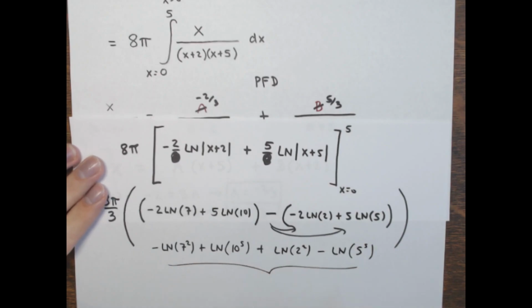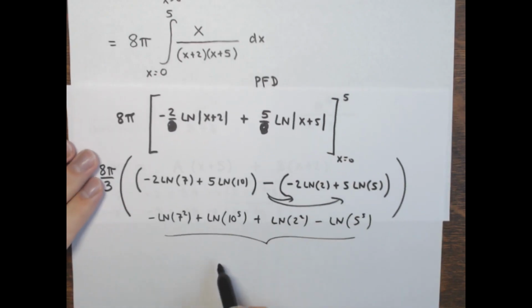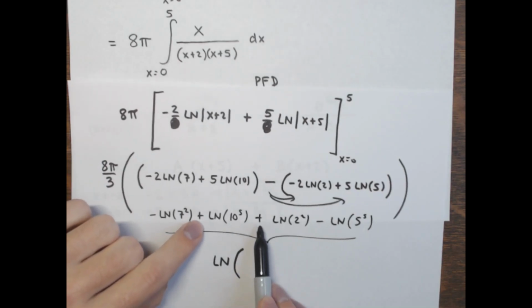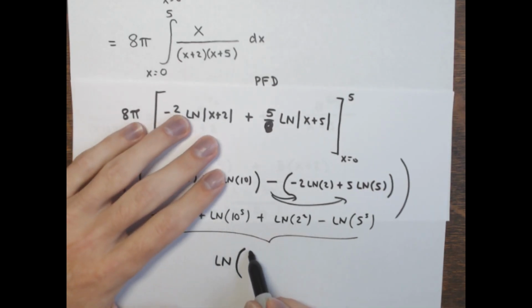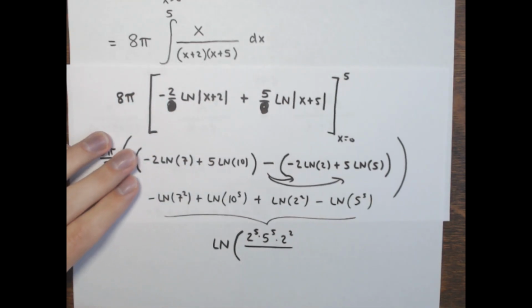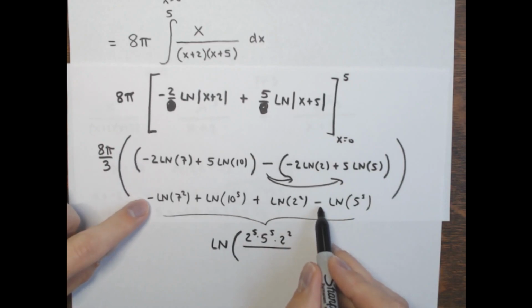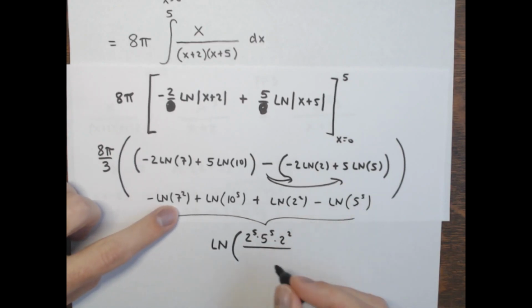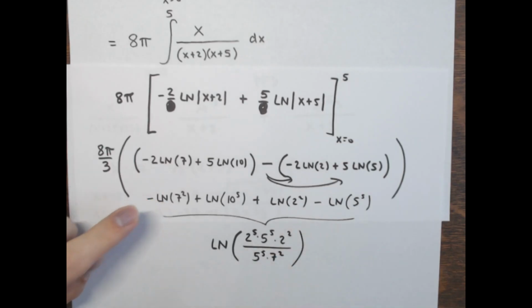Putting all these together, times 8 pi over 3, we get the natural log of, again, the stuff with the positive coefficients would go in the numerator. You have 10 to the 5th, 2 to the 5th, times 5 to the 5th, times 2 squared, right? That's 10 to the 5th. And so really we have 2 to the 7th in the numerator. And then the stuff with the minuses, that product would be in the denominator. You got 5 to the 5th times 7 squared.